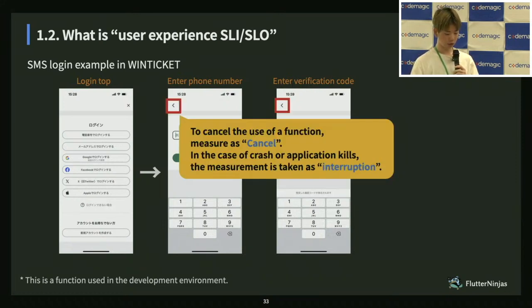Not only errors, but there can also be back navigation, app kills, and crashes. If the user swipes back, measurement ends at this point and is sent as a cancel transaction. And if the app is killed or a crash happens, it is sent as interruption transaction data.